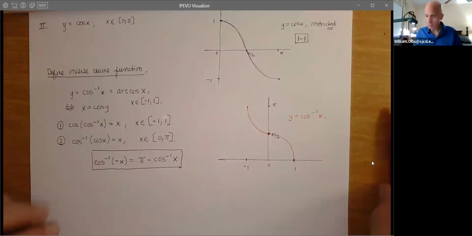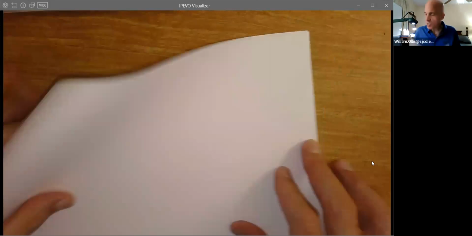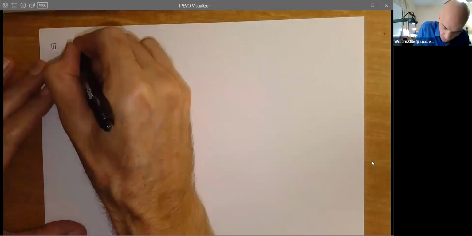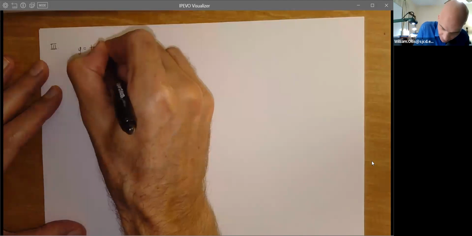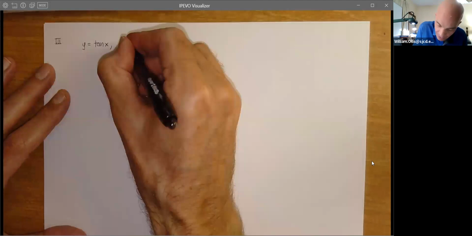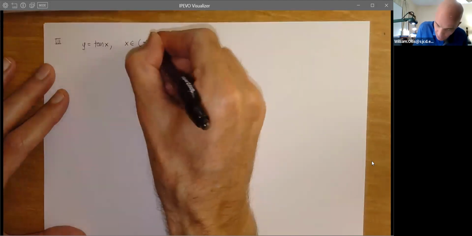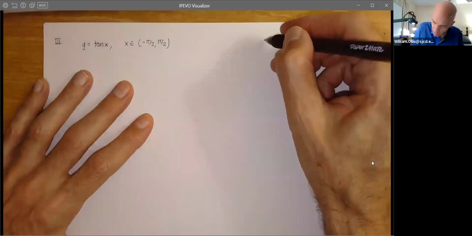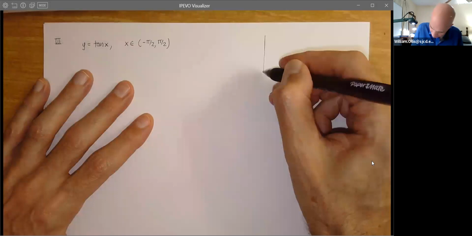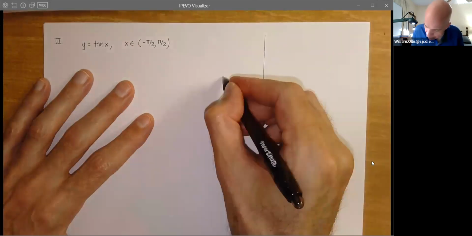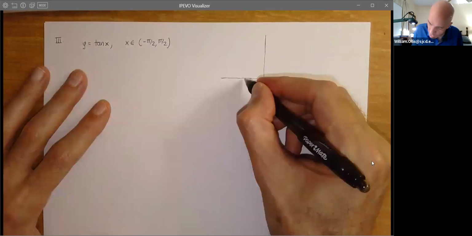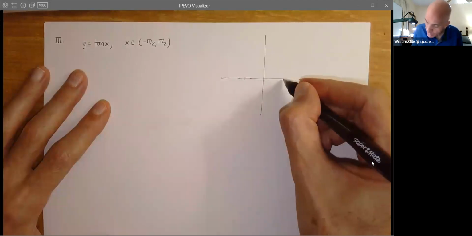Okay, now let's look at the inverse tangent. Inverse tangent is pretty quick because, you know, we've just got that principal branch that is easy. So number 3, let y equal tangent x. And let's just restrict to the principal branch where x is between negative pi over 2 and pi over 2. Like that. Okay, so what does this look like? Well, we know what it looks like. We just drew it. So here we've got pi over 2, negative pi over 2, pi over 2.